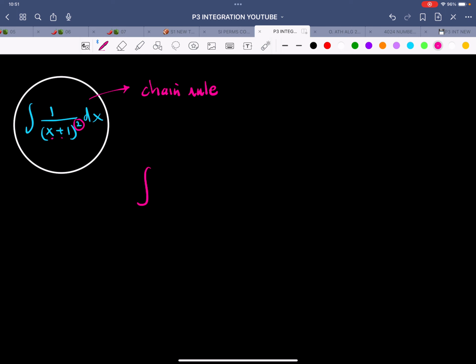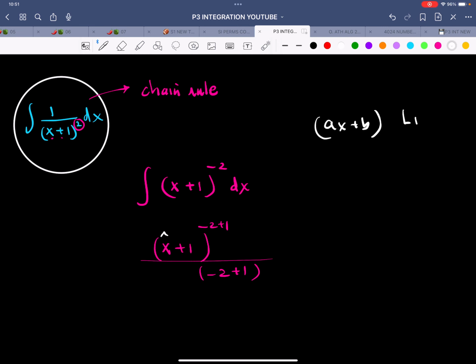So let me write it out. This is x plus 1 raised to power of -2 dx. That is x plus 1 raised to power of -2 plus 1 divided by -2 plus 1. Even though the coefficient of x or derivative of bracket, which is the same thing, because if it's a linear expression, the coefficient of x is the same thing as derivative of the bracket. So that will be this thing, a.